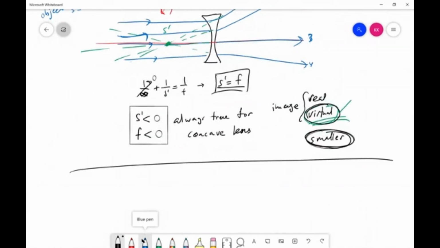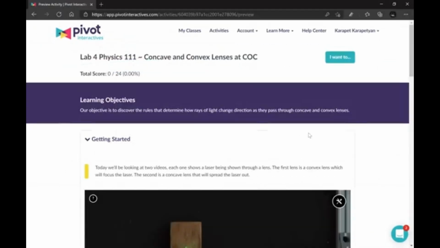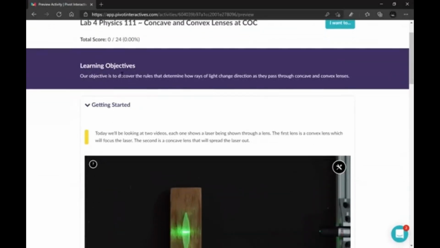All right, so that's kind of what we have for this lab. Any questions? All right, so if you go back here, this is what I have. This is on Pivot right now, concave and convex lenses. So our objective is to discover the rules that determine how rays of light change direction as they pass through the concave and convex lens.